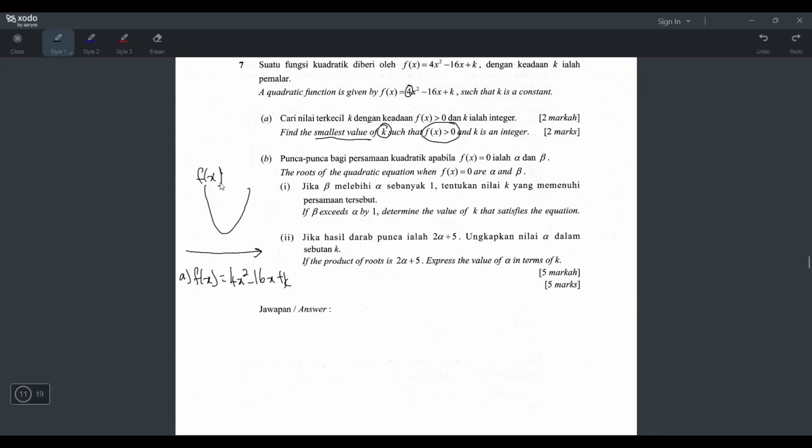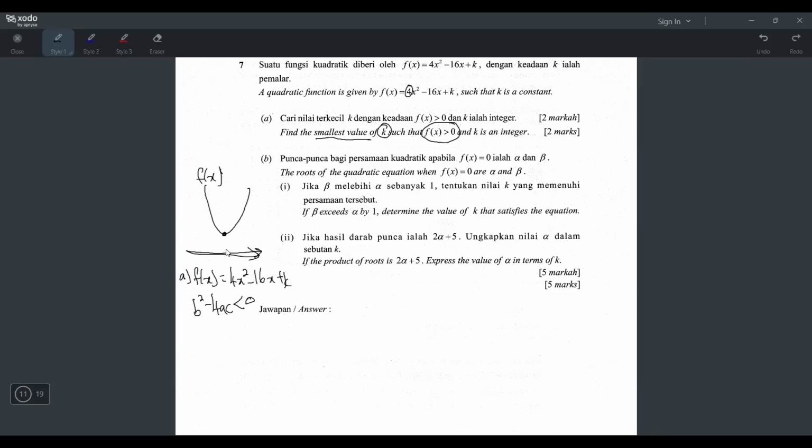how to say, the graph never touches the x-axis. It's like above. Okay, it's above. So that's why the range of f(x) is always positive, because the lowest point also, the y coordinate is positive, and of course the higher point must be confirm positive also. So what you have to do here, b squared minus 4ac smaller than 0, because this equation never touches the x-axis. It means it will have no roots.